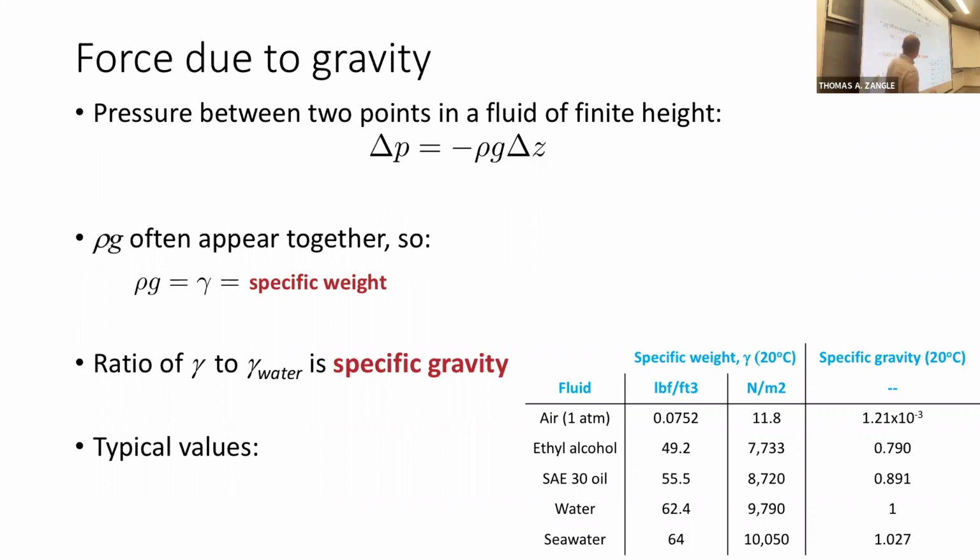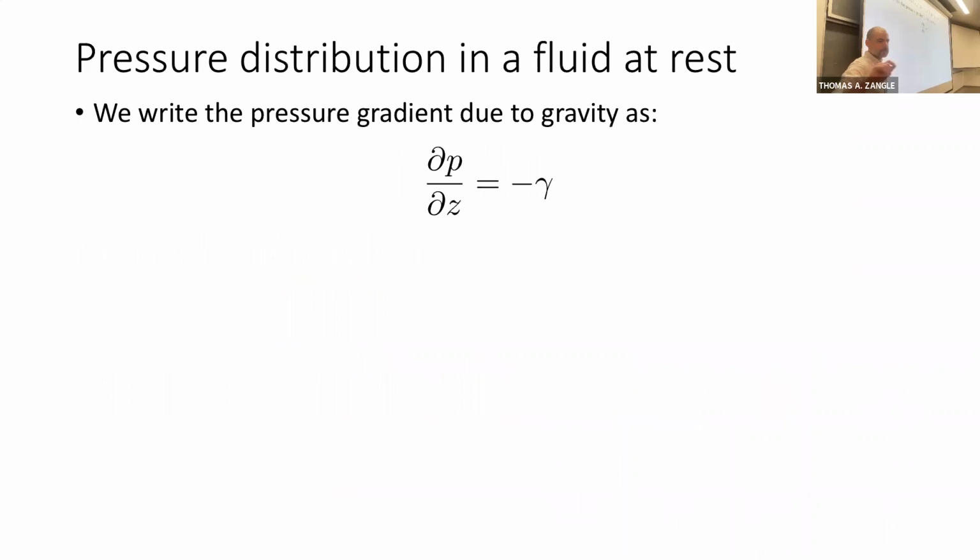So this means that we can now take this expression and put it into a differential form if we want to find the distribution of pressure within a fluid at rest, within a static fluid. So basically, we're going to take the limit where the deltas that we're considering get really, really small, so we can start talking about continuous variation in pressure within the fluid. We get dP/dz is equal to minus gamma.